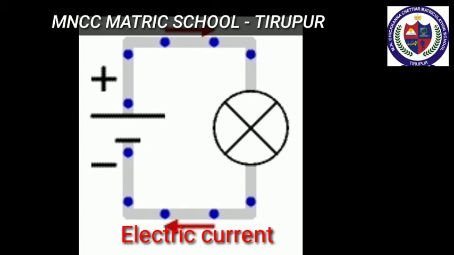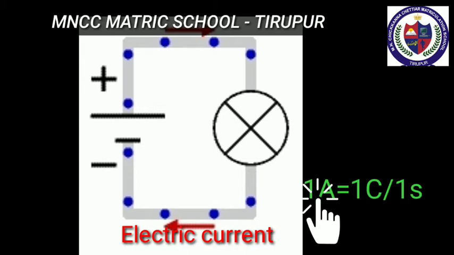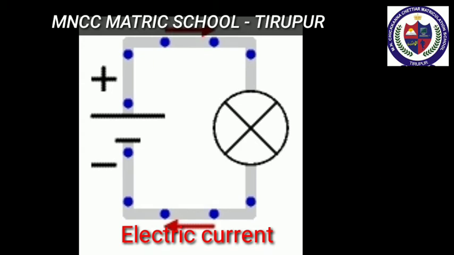Next, the SI unit of electric current is ampere. Its symbol is capital A. So 1 ampere is equal to 1 coulomb divided by 1 second. The current flowing through a conductor is said to be 1 ampere when a charge of 1 coulomb flows across any cross section of a conductor in 1 second.